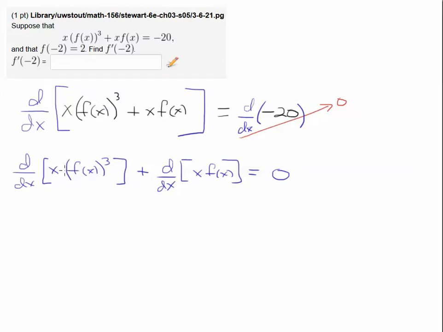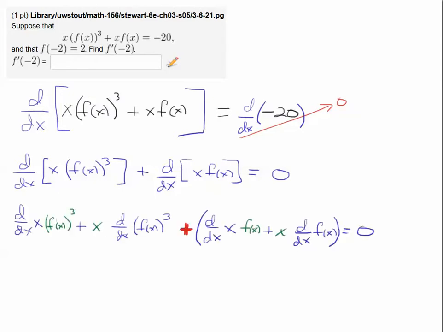But now notice I have x times the quantity f of x cubed, and then I have x multiplied by f of x. So when I take the derivative of this expression, I'm taking the derivative of a product, and same thing here. So I have to employ the product rule, and so I'll take the derivative of x, I'll leave f of x cubed alone, plus x left alone times the derivative of f of x to the third power. So I'm taking the derivative of one expression, leaving the other one alone, taking the derivative of the other expression, leaving that first one alone.